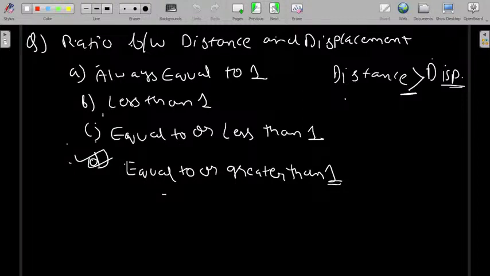Distance can be equal to displacement, but can never be less than, because distance is defined as the total path length. Distance में आप क्या define करते हो? Total path length of the path that you have traveled. Whereas in displacement, you define as the shortest distance between the initial and the final positions. So based on this fact or this theory, this question was there. Now we'll carry on and we'll do some new questions.